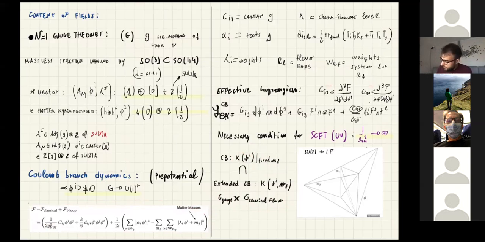So this is just to tell you that there exists a more general quantity with respect to the prepotential, which is called a more general Coulomb branch, this extended Coulomb branch, which also takes into account this mass parameter.